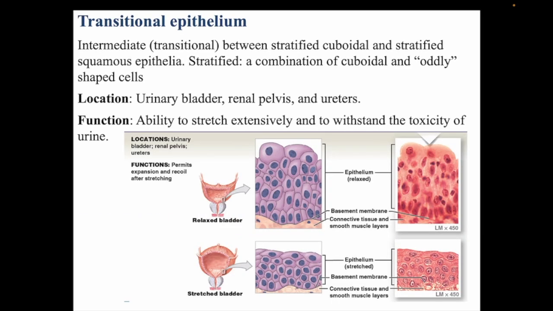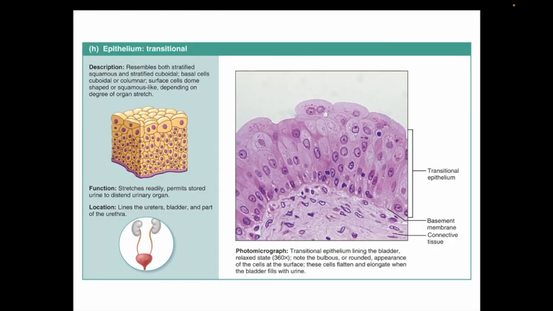The transitional epithelium is epithelium that depends on the state of the organ, whether the cells are flattened or stretched. When the organ is stretched, the cells look more flat, whereas if the cells are not stretched, they look more cuboidal. That's why it's called transitional. This is talking about the urinary bladder, but it may also appear in the renal pelvis and in the ureters.